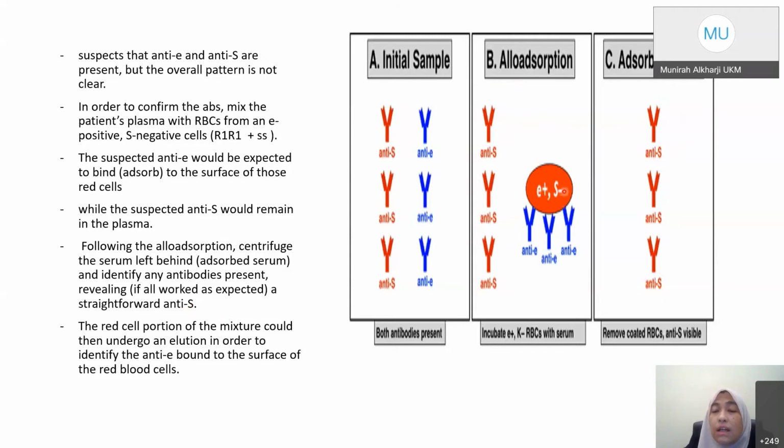So here, to confirm the anti-little e, we will do the elution. We remove the anti-E from the red cell, elute it, and test it with the antibody identification. It will show the anti-little e. So it means it's confirmed this patient has two antibodies, anti-S and also anti-little e.